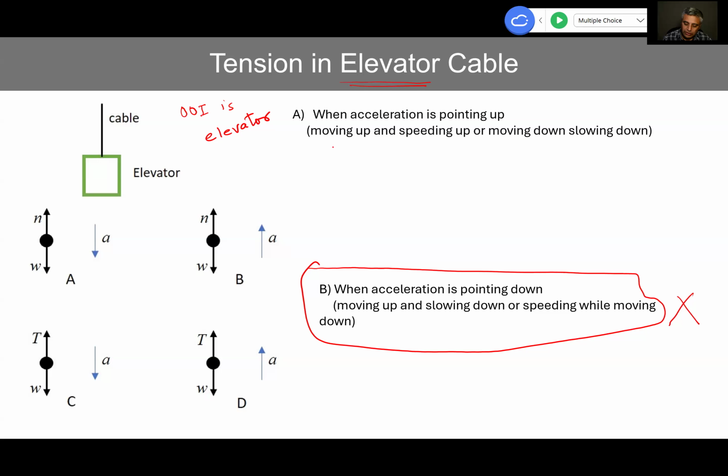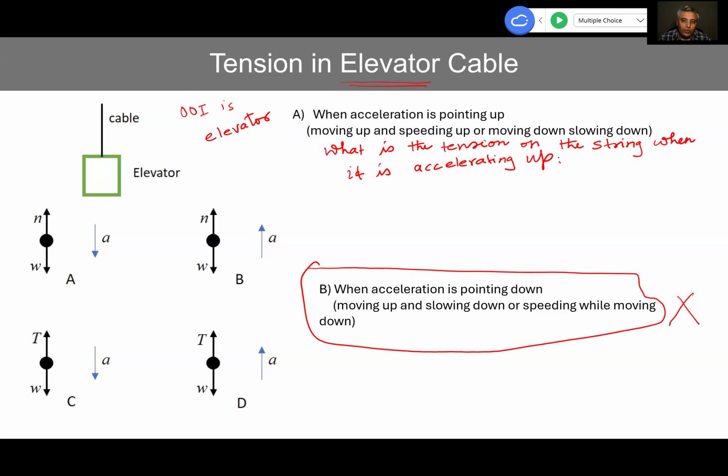So what is the tension on the string when it is accelerating up, right? So that's the question.